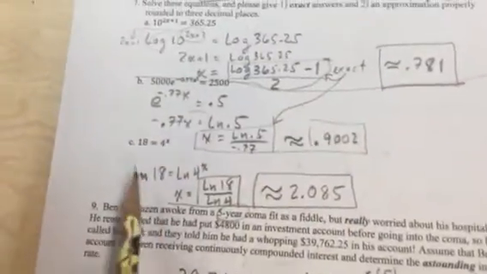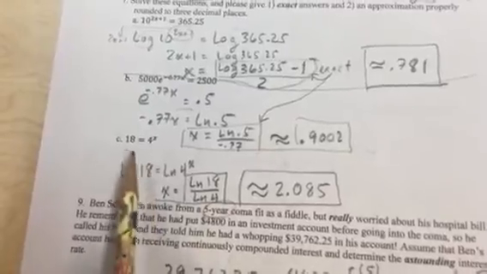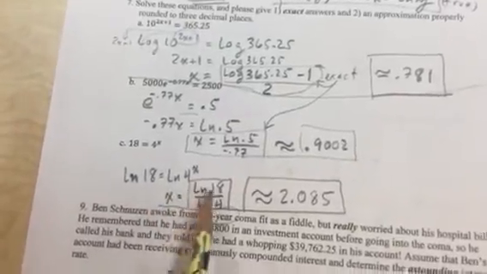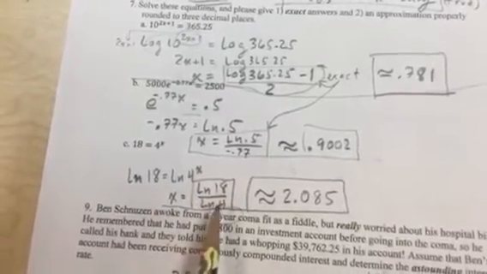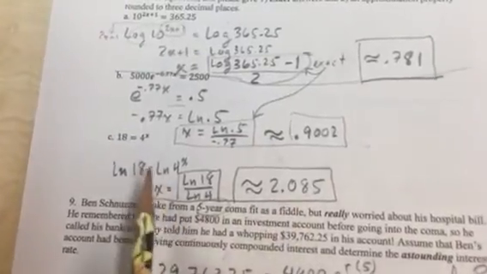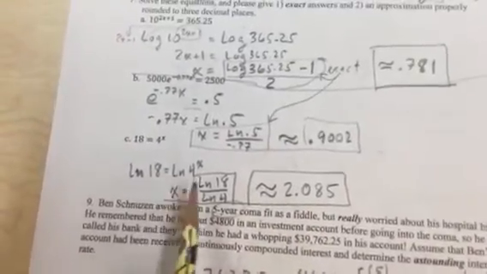Moving on, taking the natural log of both sides of that equation, I could use log base 10, really doesn't matter. Gives me x equals natural log of 18 over natural log of 4, which is approximately 2.085. Okay, so that's how that one breaks down.